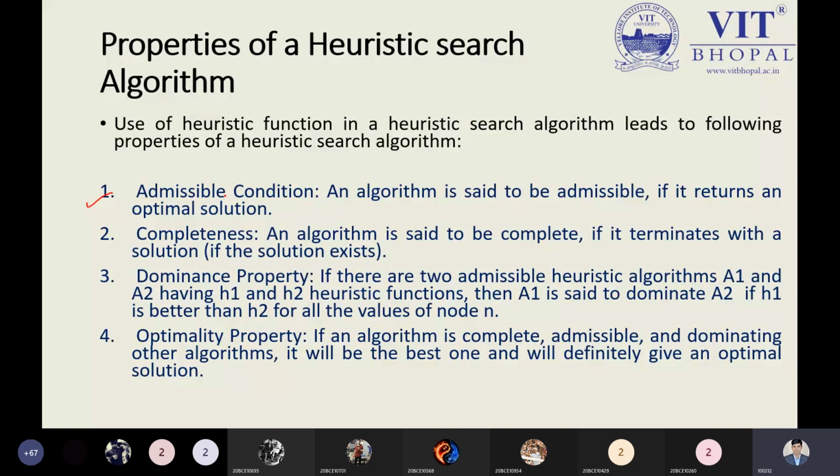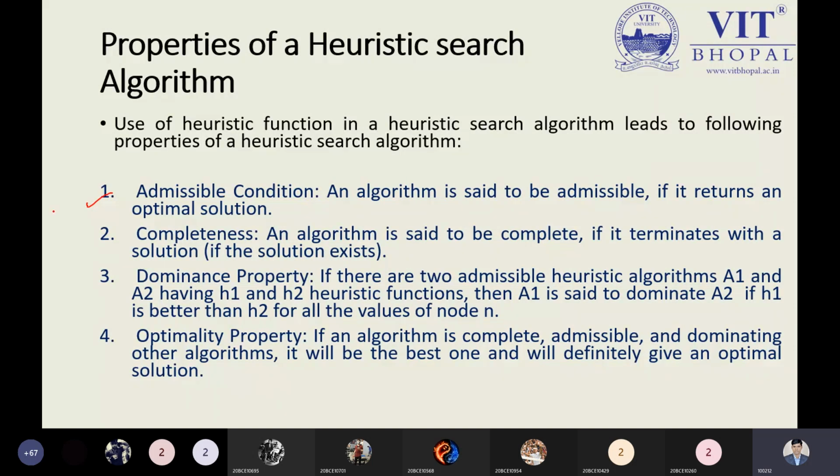So here we have some points which describe the properties. So what is meant by the admissible condition? It is written over here: an algorithm is said to be admissible if it returns an optimal solution. Suppose I'm trying to solve my previous problem, as we have seen a couple of minutes ago. If I'm not getting my solution, it means my problem is not admissible and I'm not following the admissible condition, because I'm not able to get my solution. So here we have to keep in mind that when I apply the heuristic function and get the solution, it means I'm satisfying the admissible condition.